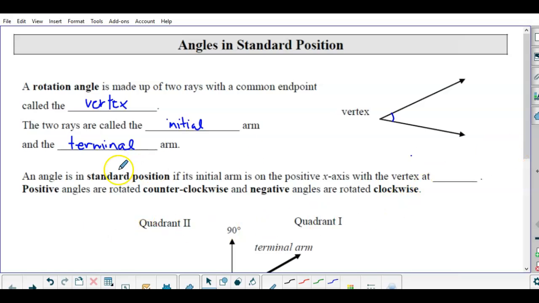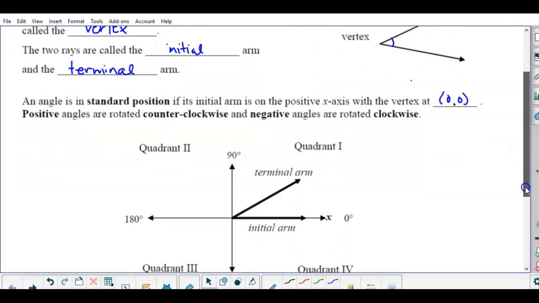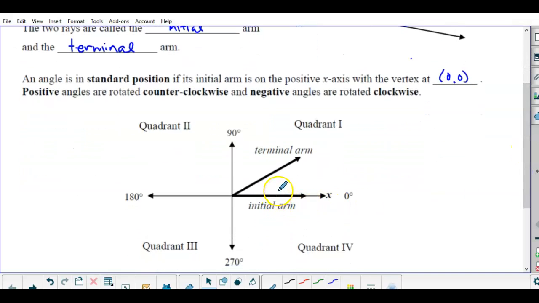So if we want to draw an angle in standard position, its initial arm is on the positive x-axis with the vertex at 0, 0, at the origin. Positive angles are rotated counterclockwise and negative angles are rotated clockwise. So there's your initial arm. If you're going this way, that's a positive angle. If you're going this way, then that's negative. So that's negative, this is positive.